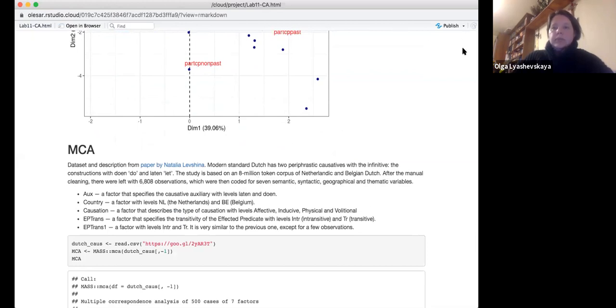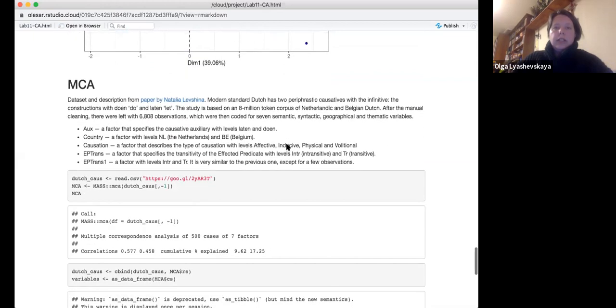Okay, so now we will take the data set you already know. This is the data set about Dutch periphrastic causative constructions. I remember that we discussed it two classes before. Just to remind you, the authors took an 8 million word corpus of Dutch with two regional varieties, Netherlandic and Belgian.